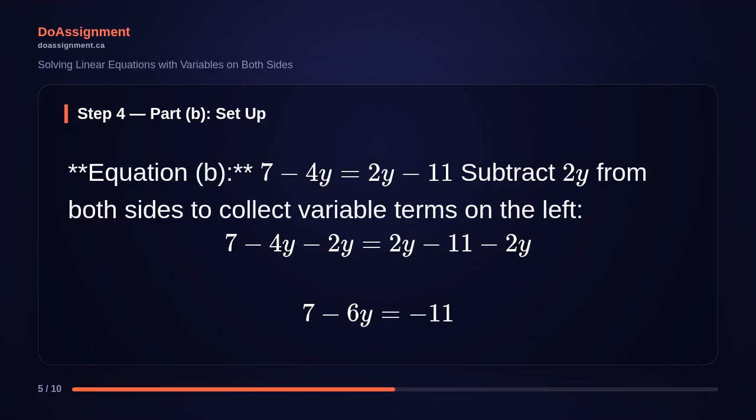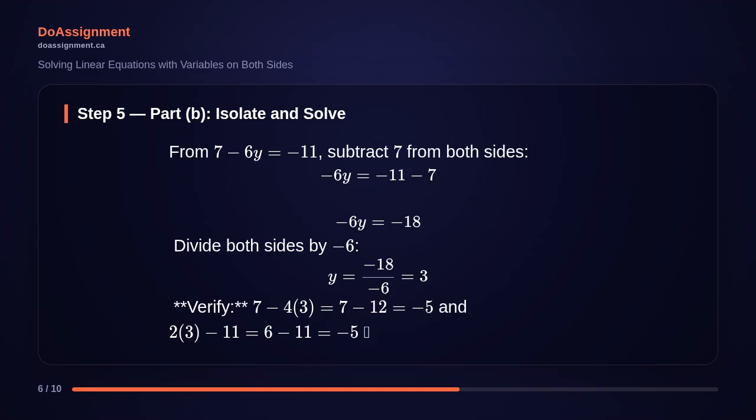For part B, we have 7 - 4y = 2y - 11. Subtracting 2y from both sides collects the y terms on the left, giving us 7 - 6y = -11. Subtracting 7 from both sides gives -6y = -18. Dividing both sides by -6 gives y = 3.